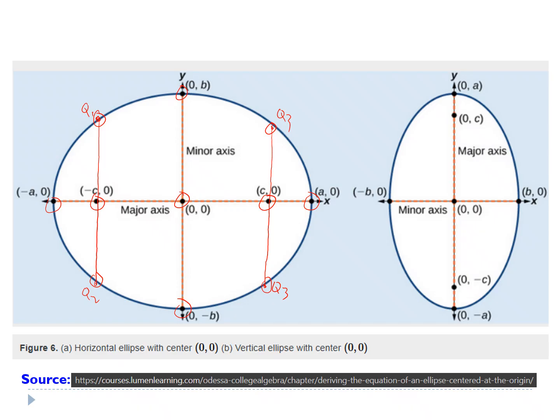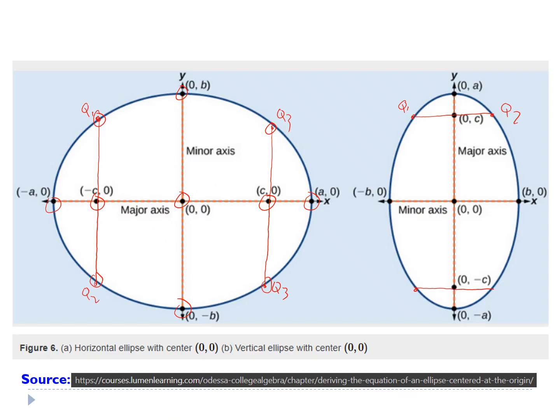For the major axis on the y-axis, this is still a. And again we have the latus rectum, a line perpendicular to the major axis. This is our major axis, the y-axis. So this line here is also called the latus rectum. You can call these Q1, Q2, and another latus rectum is here.